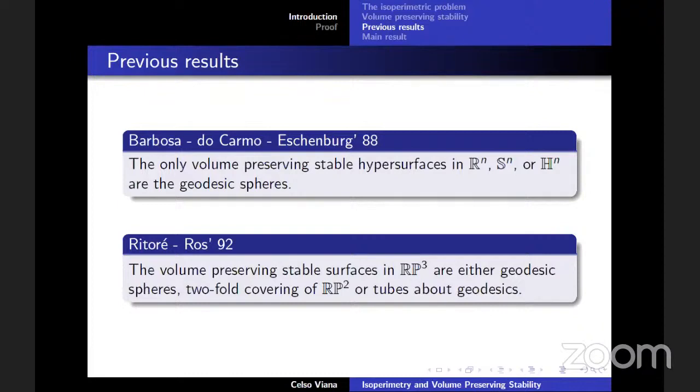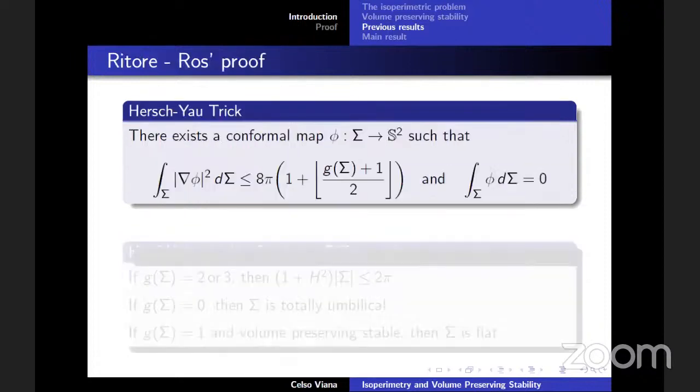As far as our investigation is concerned, our main result is a generalization of Ritoré-Ros to any dimensions. I will state our main theorem in a second, but before that, I'd like to at least state some key ingredients in the proof given by Ritoré-Ros and show you why it cannot be generalized to higher dimensions.